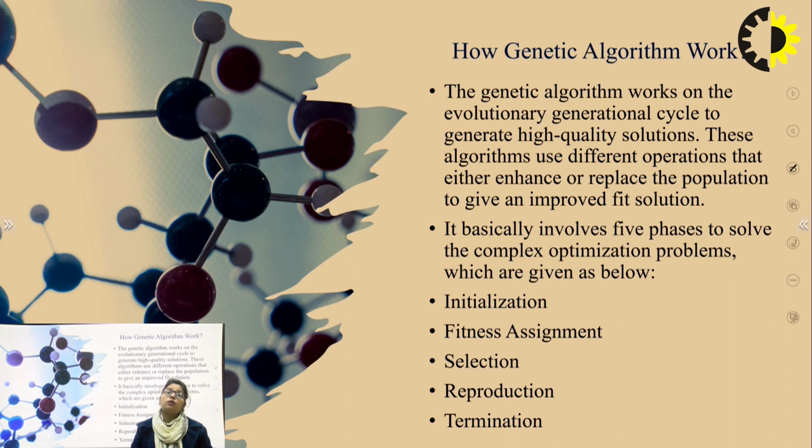How a genetic algorithm works. The genetic algorithm works on the evolutionary generational cycle to generate high quality solutions. These algorithms use different operations that either enhance or replace the population to give an improved fit solution. It basically involves 5 phases to solve the complex optimization problem, which are discussed here. First is initialization, second is fitness assignment, third is selection, fourth is reproduction, and fifth is termination.